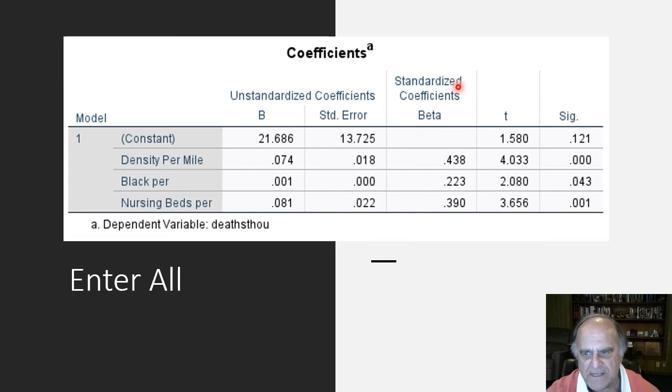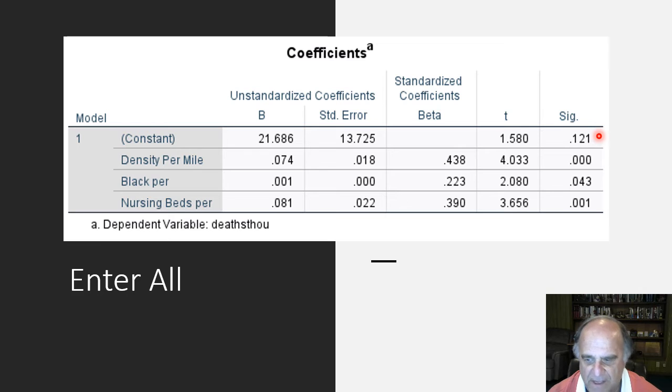So here's the betas. And so you can see in terms of our standardized coefficient or betas, density per mile has a beta of 0.438. The number of Blacks per 100,000 has a beta of 0.223. And the number of nursing beds per 100,000 has a beta of 0.390. Here's the associated T's. And here's our significance values. So you can see that the constant isn't significant. Again, that does not matter.